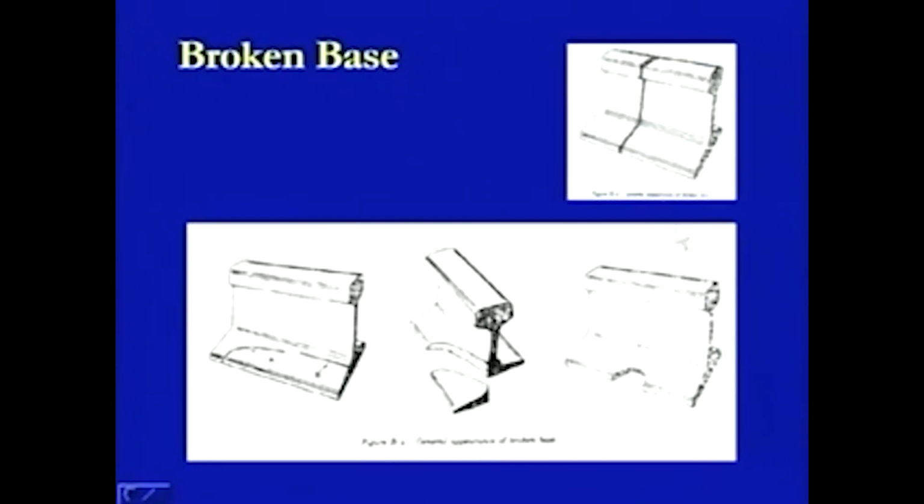Another type of broken base failure is where the crack is coming throughout the section, starting from the head, moving through the web and coming towards the foot. So, that is how the total rail section has got divided into parts, and we cannot use this rail section further, it has to be taken out.